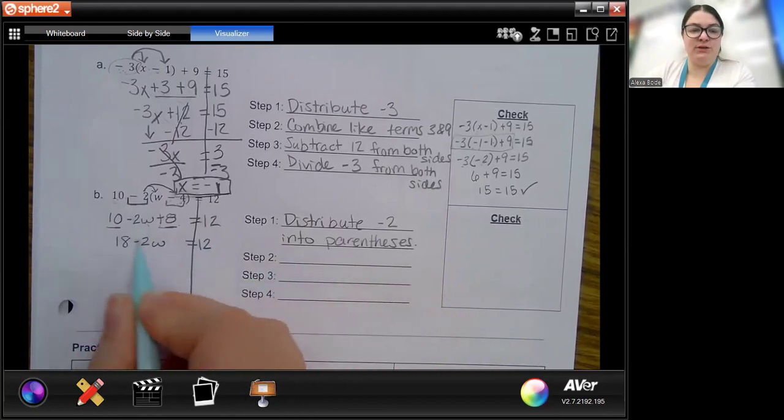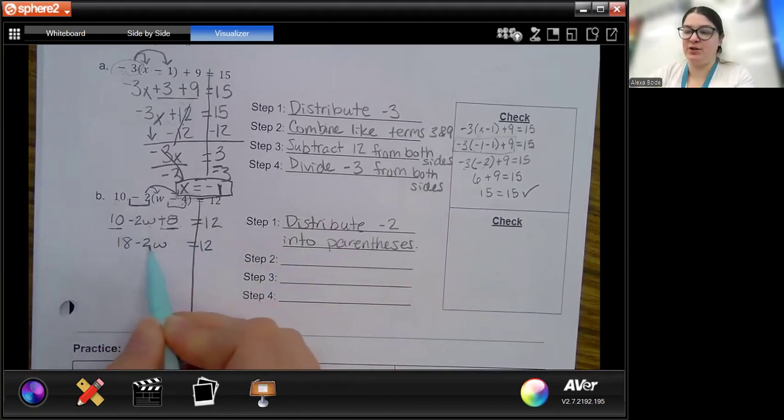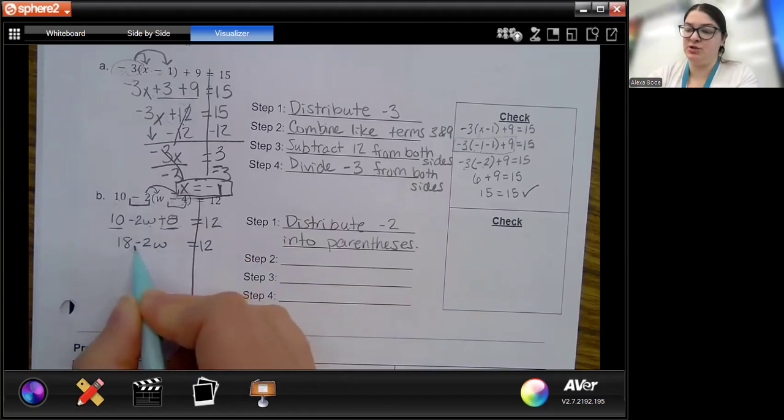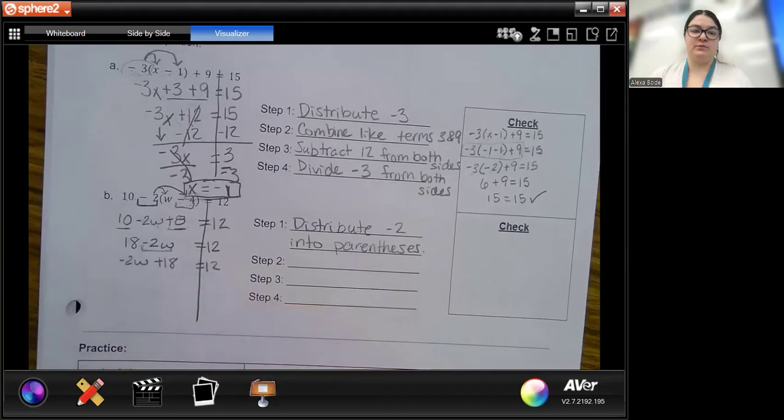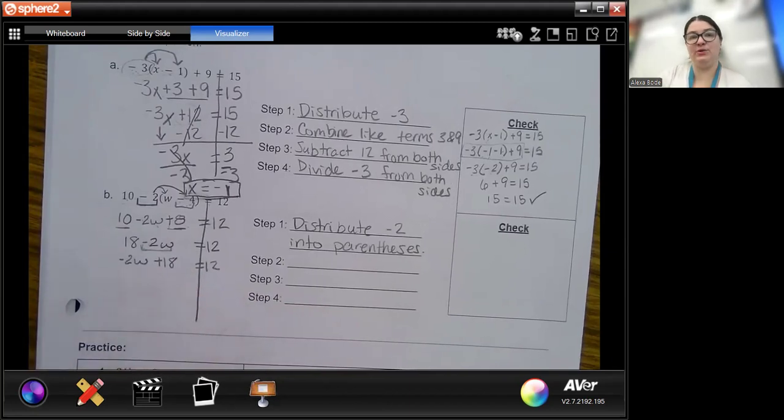And if you don't like it written like this, if you prefer your variable in front, you can just swap the placement of this minus 2W, the -2W, and the 18, and just switch their placements like this. As long as they are on the same side of the equal sign, you can rearrange them. And you just have to, again, make sure that you keep the minus with that, as the negative number.